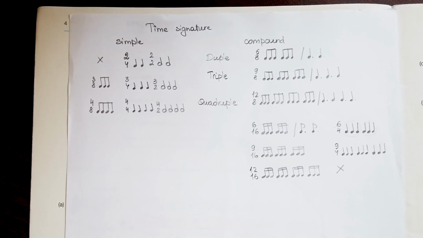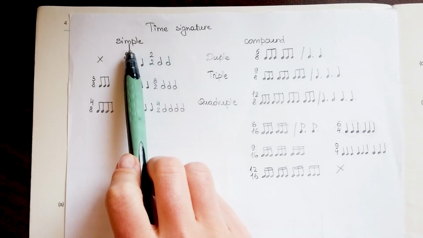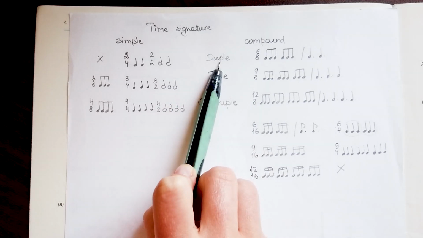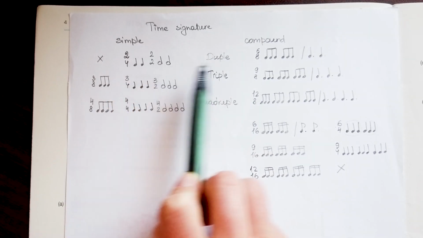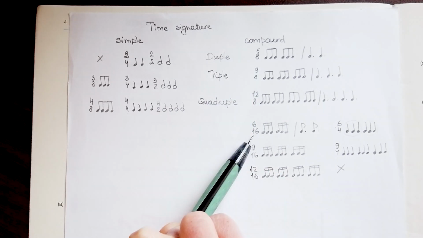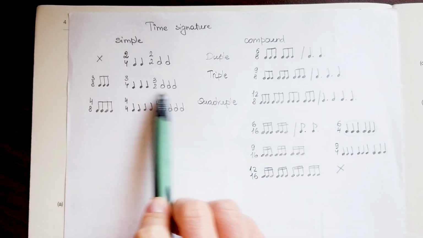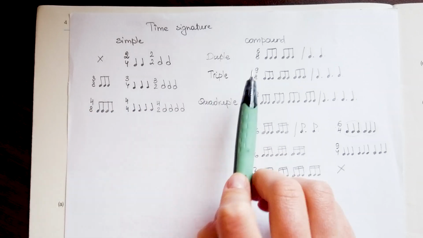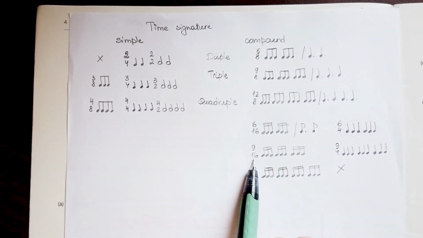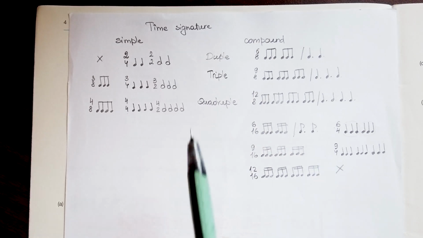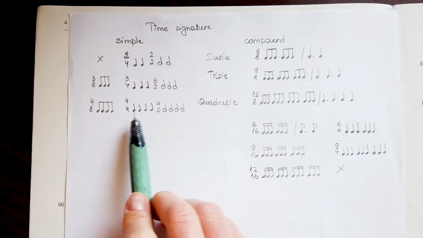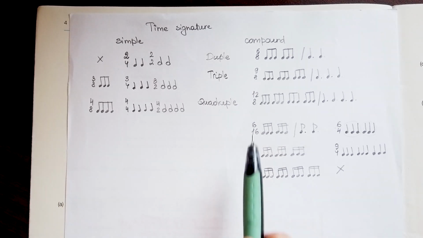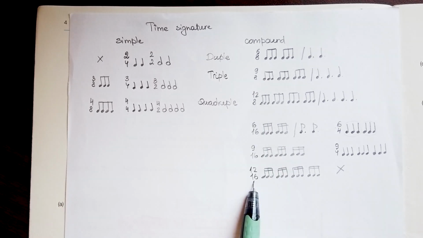Now we will start to speak about the time signature. We have simple compound, duple, triple, and quadruple time. Duple time are 2-4 and 2-2. Duple time are 6-8, 6-16, and 6-4. Triple time are 3-4, 3-8, 3-2, and 9-8, 9-16, and 9-4. And quadruple time signatures are 4-4, 4-2, 4-8, and 12-8, and 12-16.